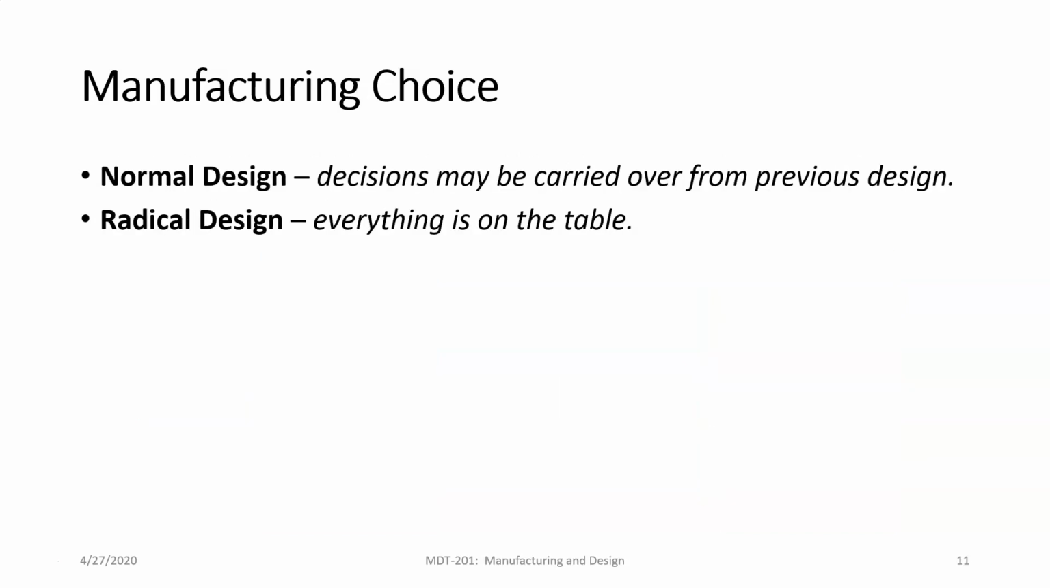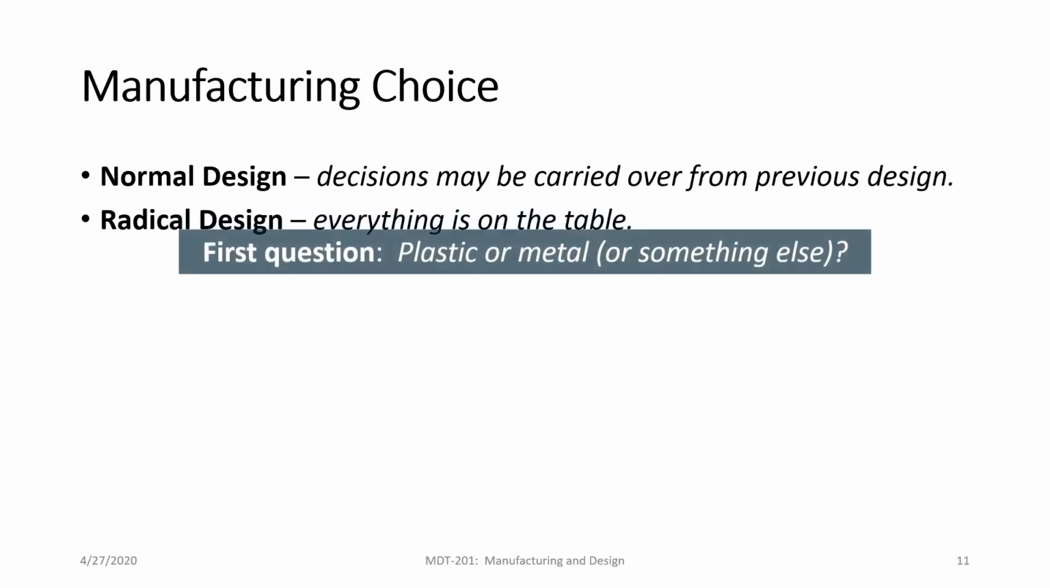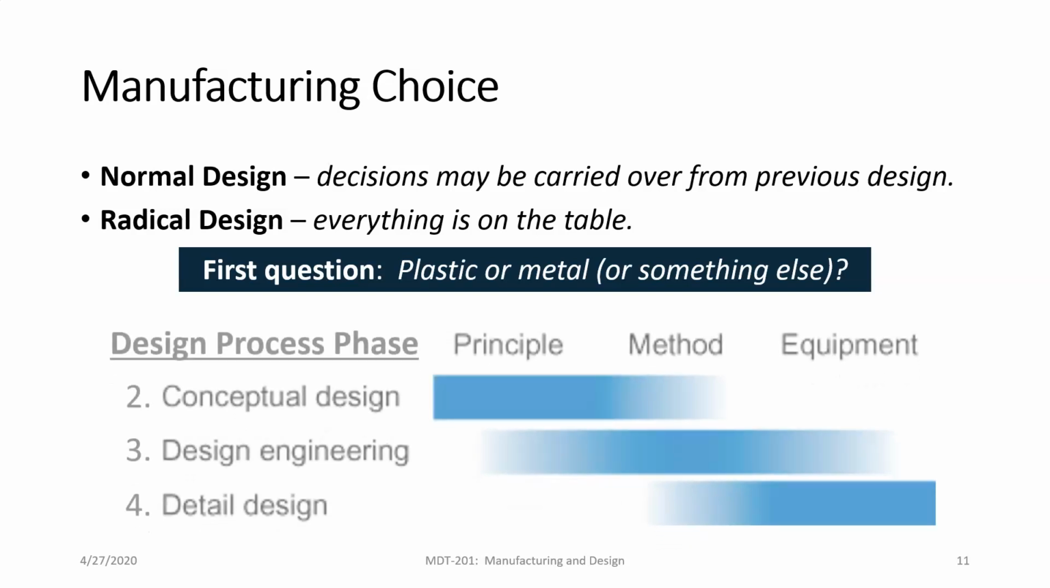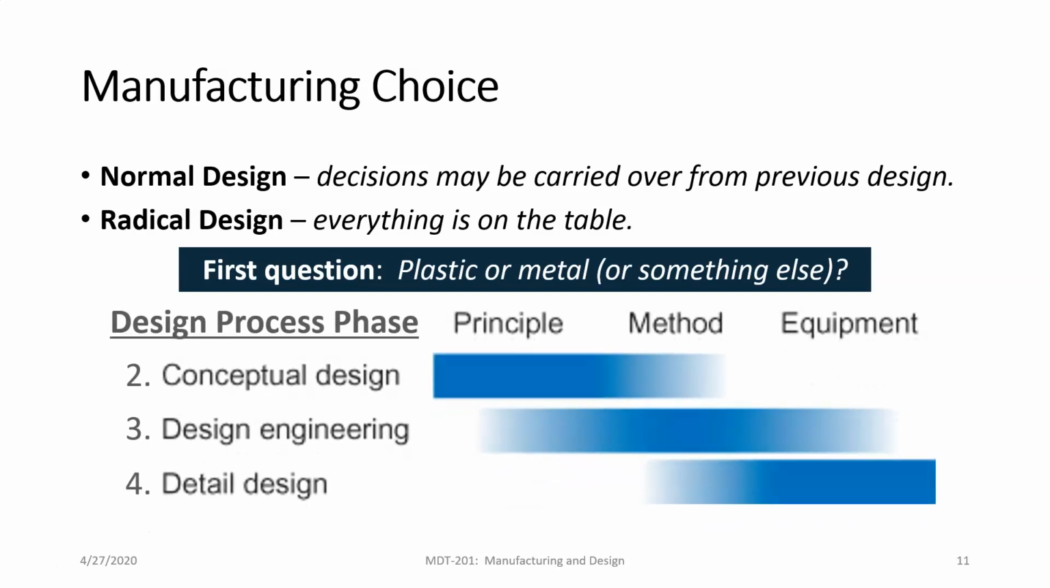Okay, so remember from a couple slides ago, normal design decisions, this is a redesign. It's not revolutionary. Decisions may be carried over from previous designs. Radical designs, everything is on the table, right? We're designing something that's never been seen before. Let's just figure it out from scratch. And as I said, the first question that we really have to answer is, are we going to make it out of plastic or metal, or something else, right? But plastic or metal. So remember our talk about the manufacturing hierarchy, right? Principle, method, and equipment, right?